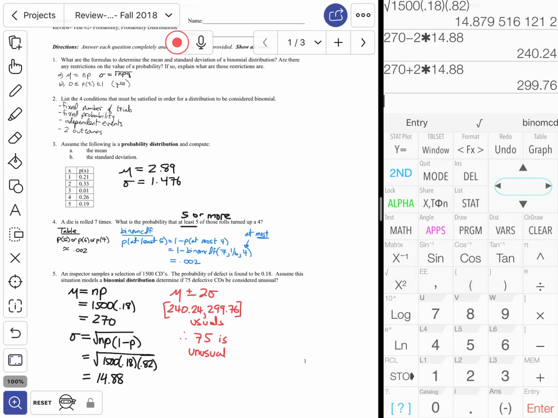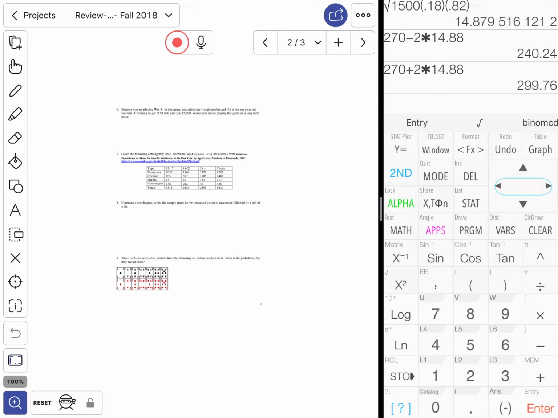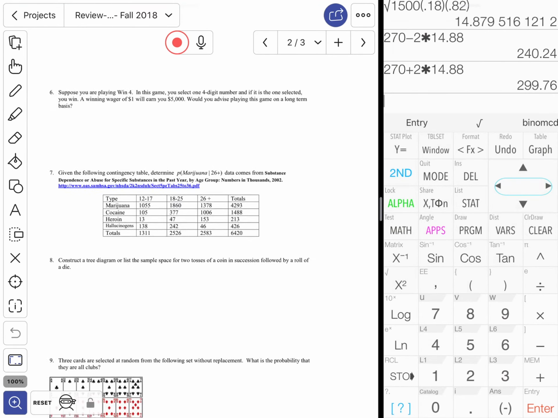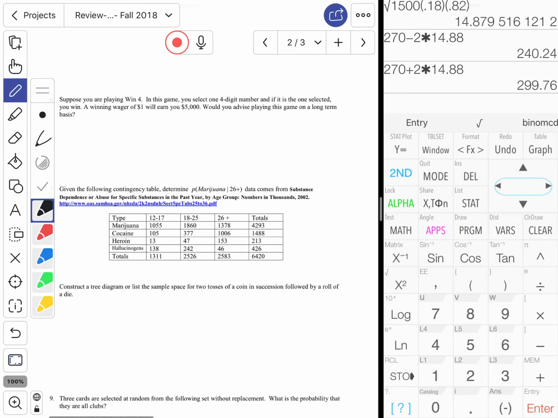All right. So first 5 questions in the books. Number 6, just like in the last video, these expected value questions, we saved this for a tech assignment. We'll talk more about that after the second unit test. So that's tossed.